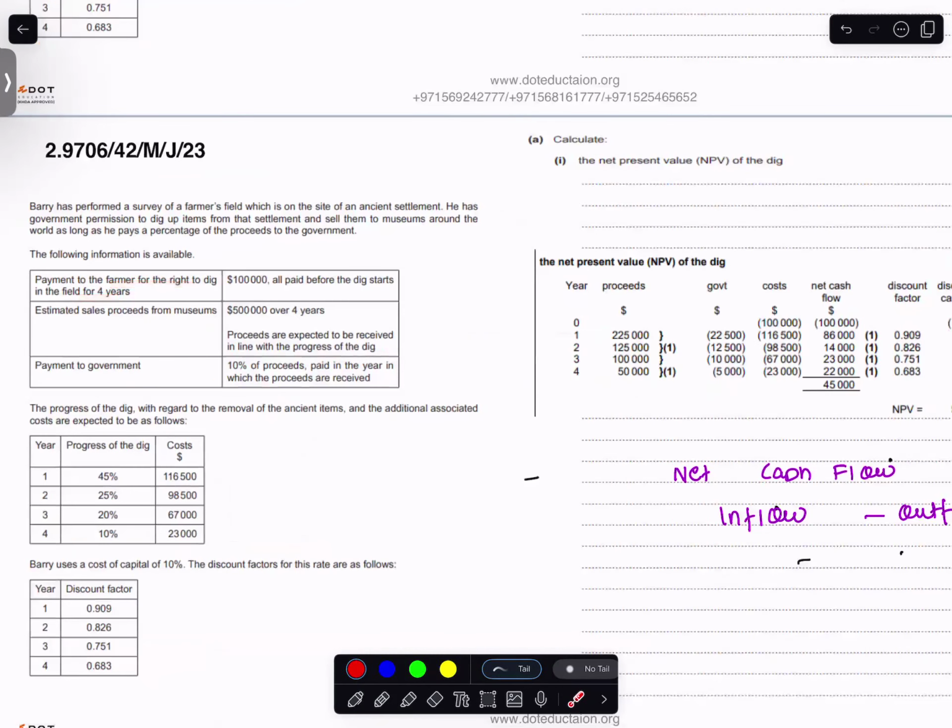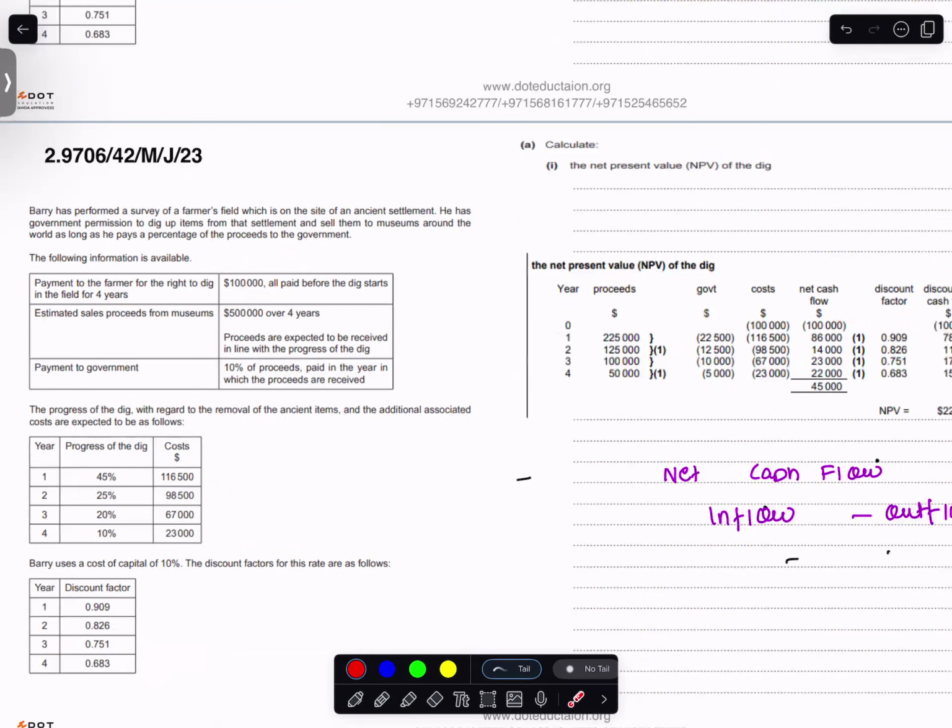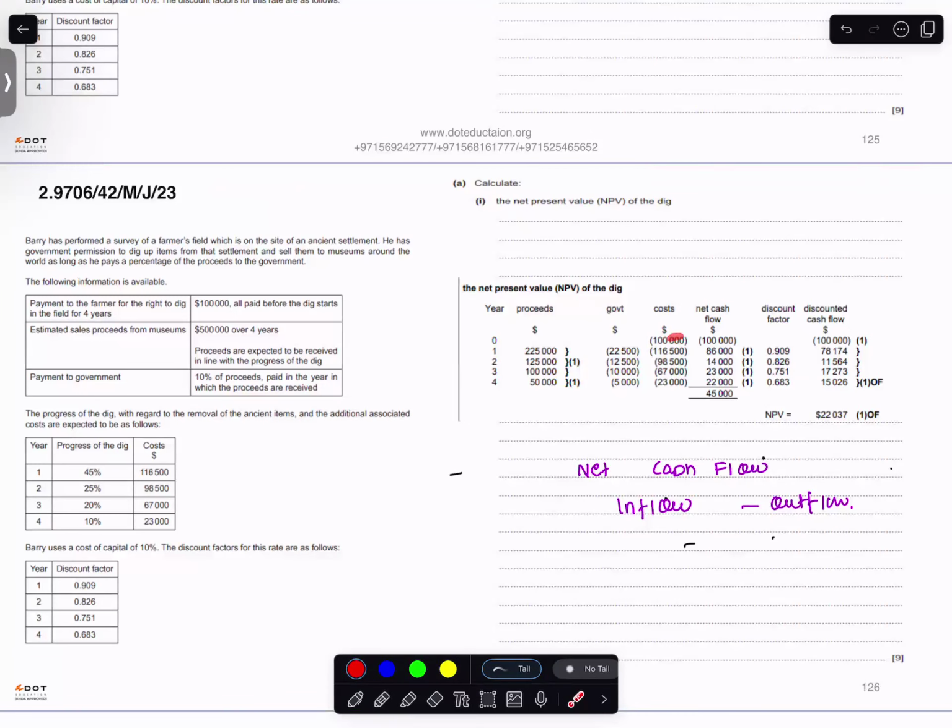So this is paid before. $100,000 denotes what? The initial investment. So the initial investment in year 0 is 100,000. So this is the outflow. Discount factor would be 1. This is the discounted flow.